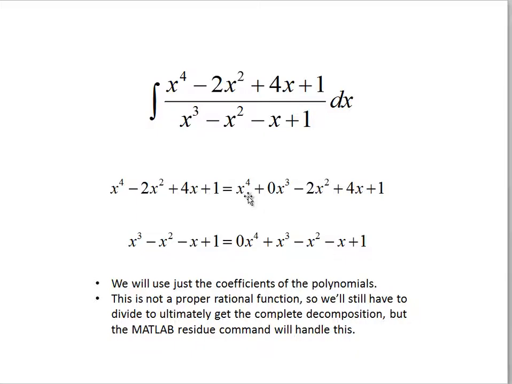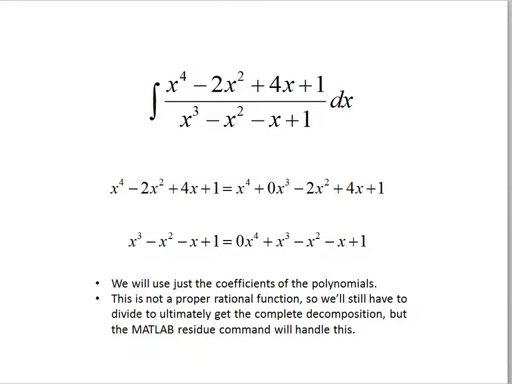So here we have x to the fourth with coefficient of 1, coefficient of 0, coefficient of minus 2, 4, and 1. And this polynomial, the denominator, has coefficient 0 for the x to the fourth, because we have to start with the highest power of x. And so we have 1, minus 1, minus 1, 1 for our coefficients.